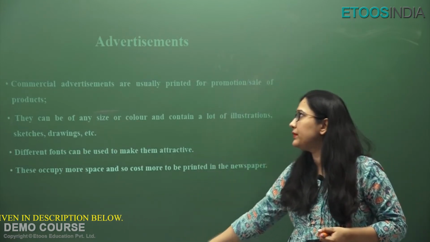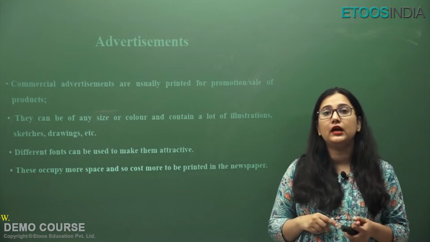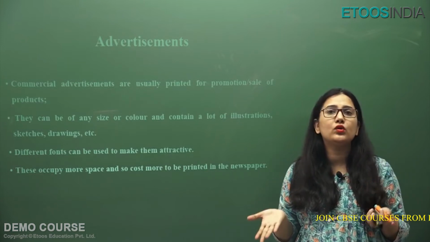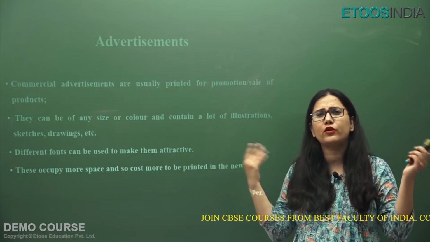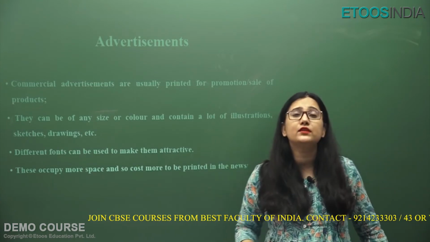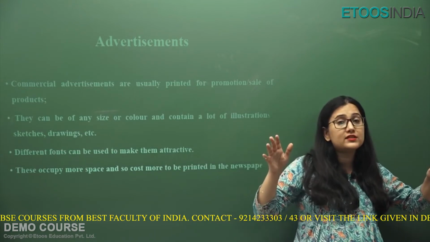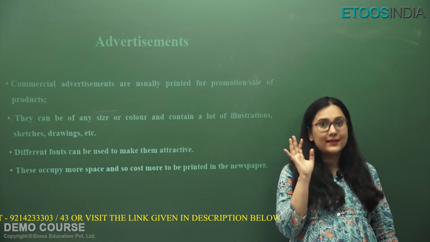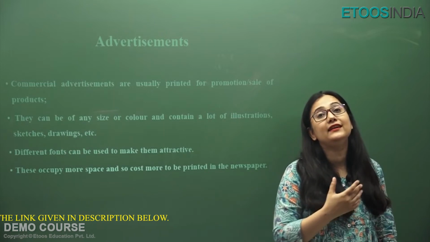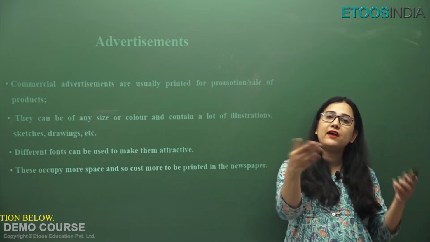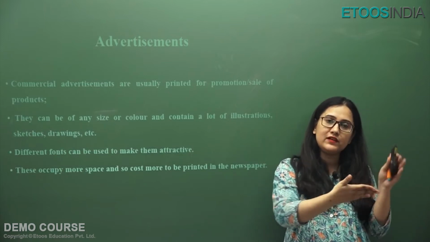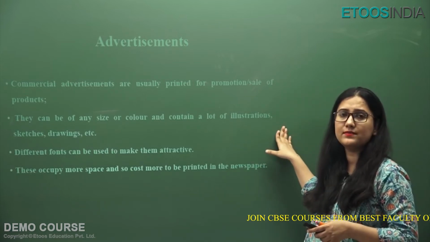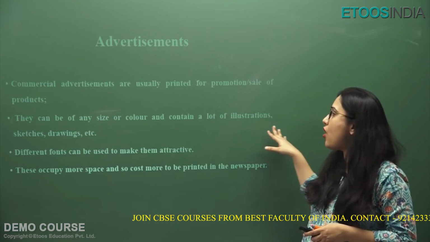Commercial advertisements are usually printed for promotion or sales of products. A new bike is being launched by a company, a new car, a new movie is coming up, so the production house has given their advertisement. Sometimes commercial advertisements occupy so much space in a newspaper that the entire front page is the advertisement. It takes a lot of money to do that, but obviously the reach is larger. Sometimes people have a small pamphlet advertisement in between your newspapers. That's also very common.